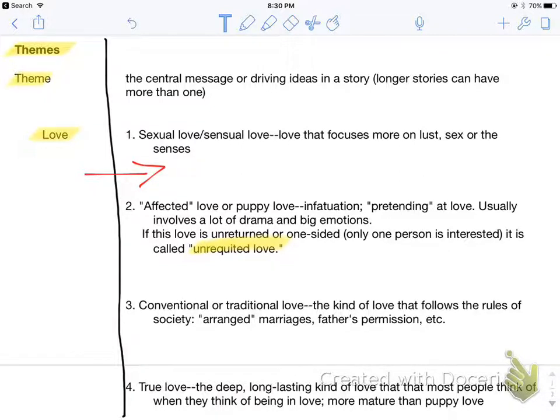And that just means that it's unreturned. The other person doesn't love you the way that you love them. Okay, the third kind is conventional or traditional love.